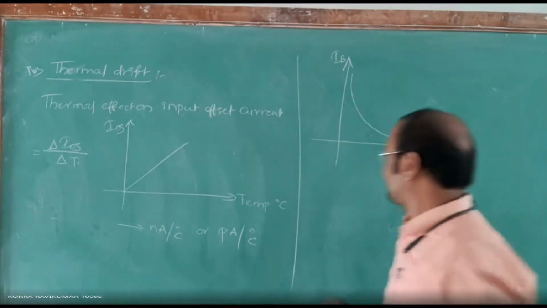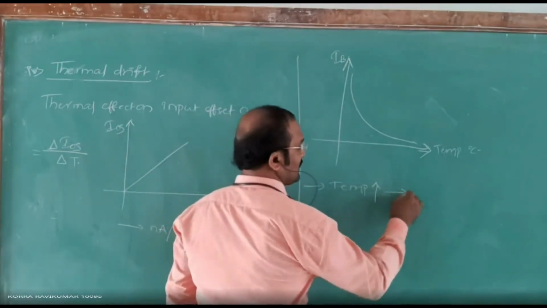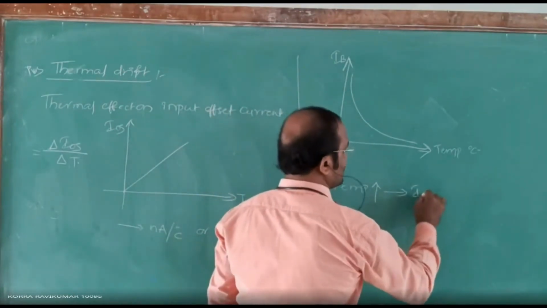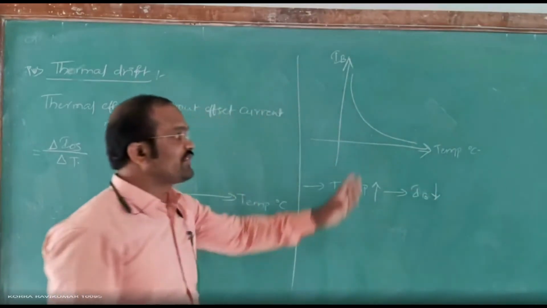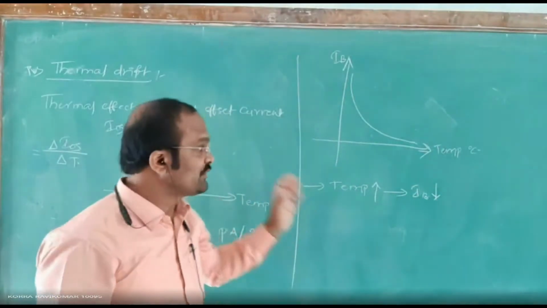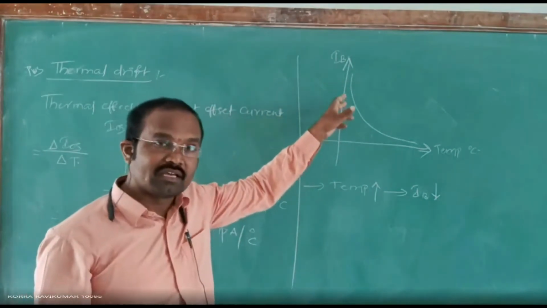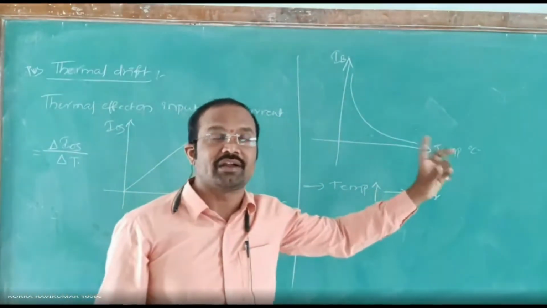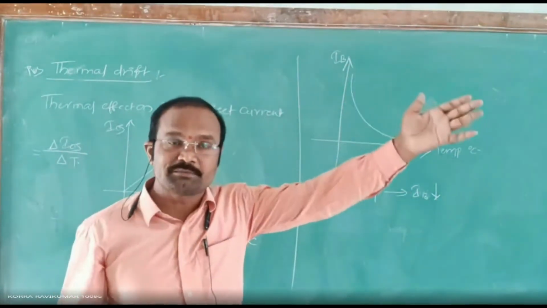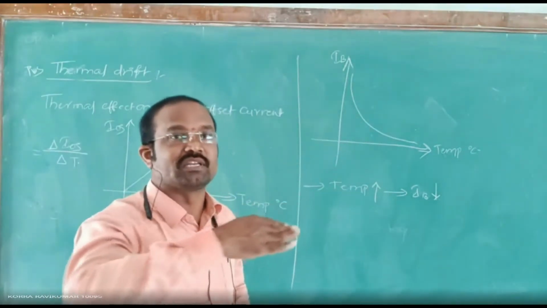Exponentially decreasing graph. If there is an increase in temperature, then there will be a decrease in base current, that is bias current. If temperature increases 10 times, bias current decreases 10 times. If temperature increases 100 times, then IB decreases gradually, not in equal proportion. If temperature increases 100 times, current may not decrease 100 times, but current decreases gradually.